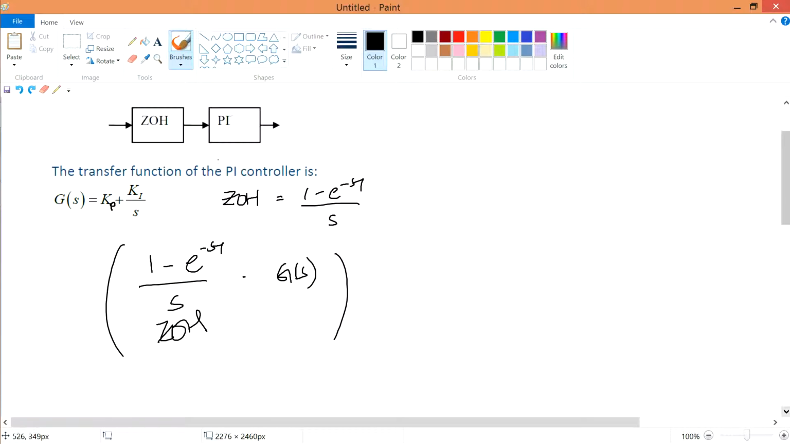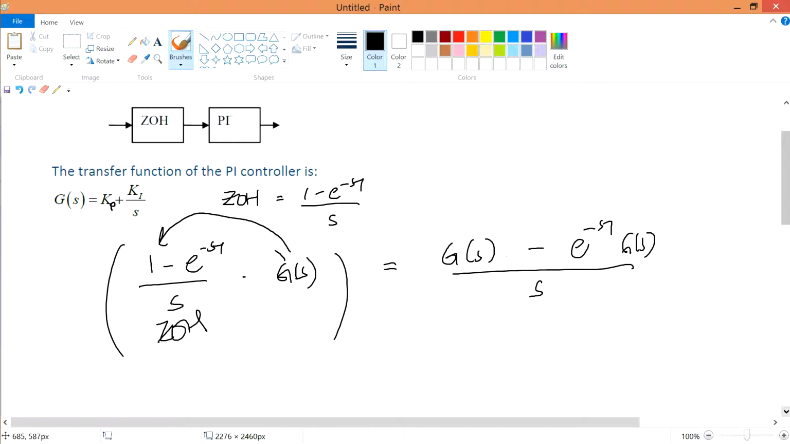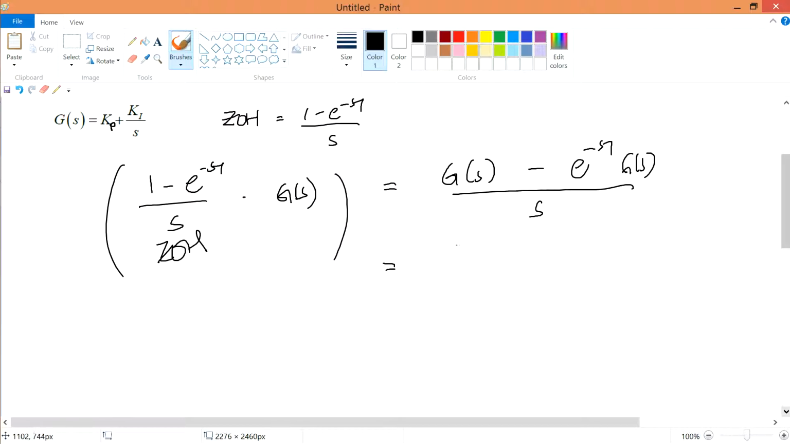So we have a series, so we're going to multiply the zeroth order hold with my PI controller. This over here is my zeroth order hold, and just keep it as G(s). I'm going to multiply my G(s) inside. So when I multiply G(s) inside, I would have this thing, right? It's just multiplying G(s) into the 1 and into this one. Just double check. Therefore I'll rearrange: G(s) over s, minus e to the minus sT G(s) over s. I'm just rearranging stuff for you in terms of algebra.